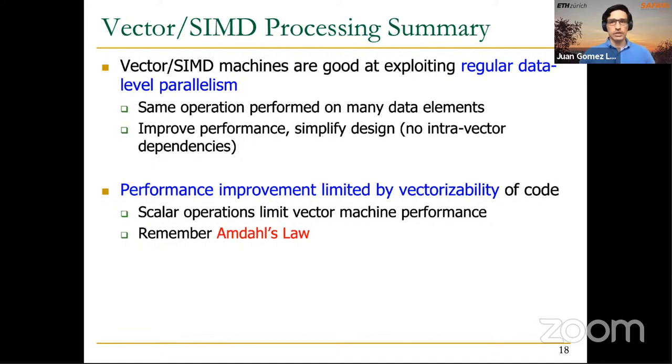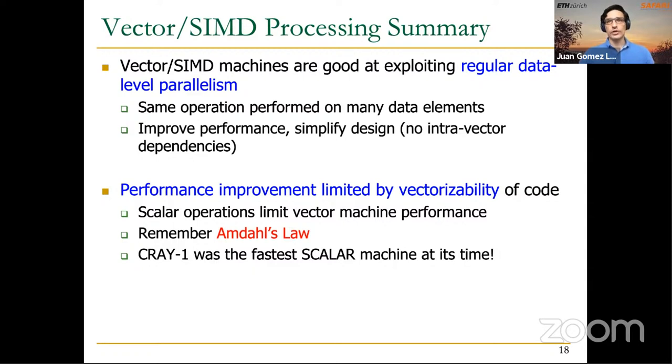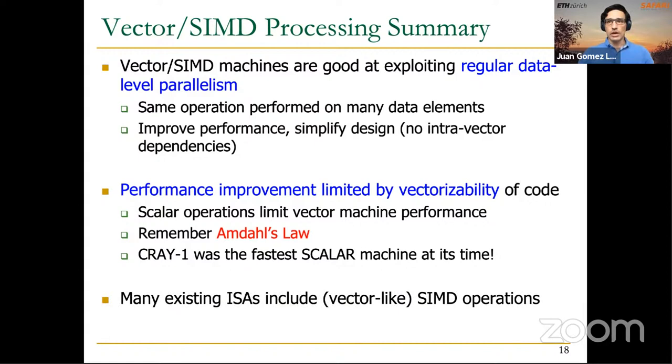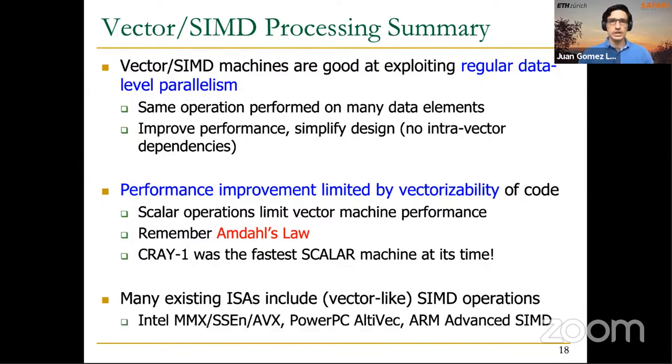This is why, and this is something that Gene Amdahl himself realized, even though he was the inventor and developer of one of the first supercomputers, Cray 1, which was composed of hundreds of parallel execution units that could execute SIMD instructions, he was also conscious about the importance of a fast execution of the non-parallelizable code, the sequential code. That's why Cray 1 was not only the fastest machine, but also the fastest sequential or scalar machine of its time. Today, we still have many SIMD operations in many different systems, like Intel, IBM PowerPC, ARM, etc. We are going to talk about a couple of examples today.